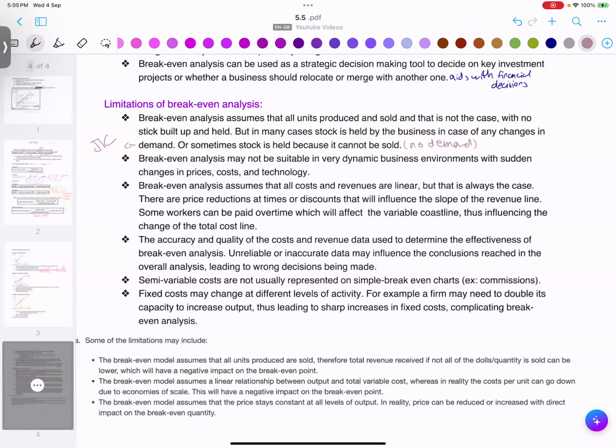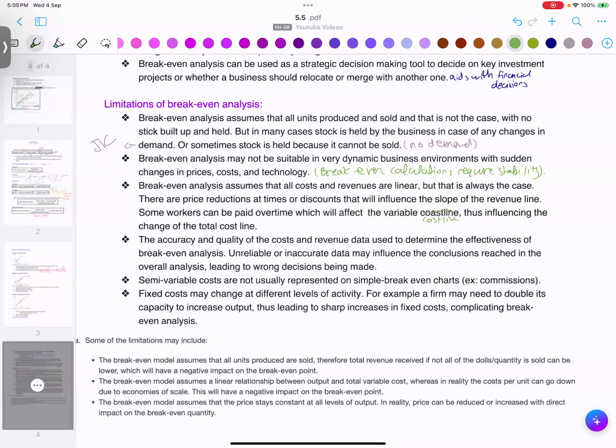And then break-even analysis may not be suitable in very dynamic business environments with sudden changes in price, cost, and technology. So basically, break-even calculations require stability. Okay. And then there are price reductions at times or discounts that will influence the slope, right? There are seasons where there are discounts on the revenue line. Some workers can be paid overtime, which will affect the variable cost line. Sorry, that's cost line, not coastline. Cost line, thus affecting the changes of the total cost line.